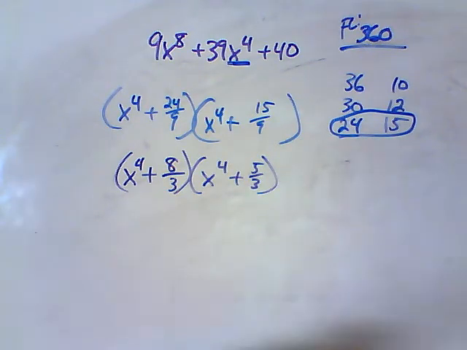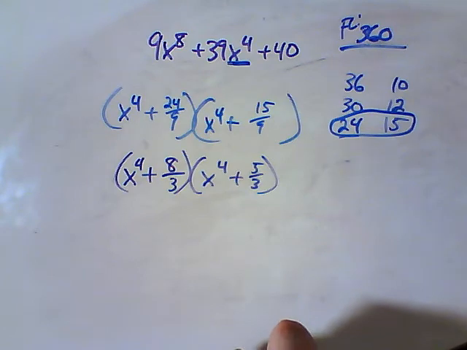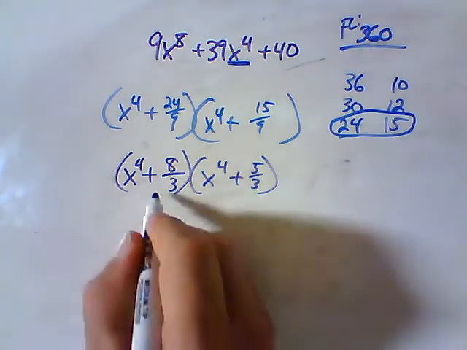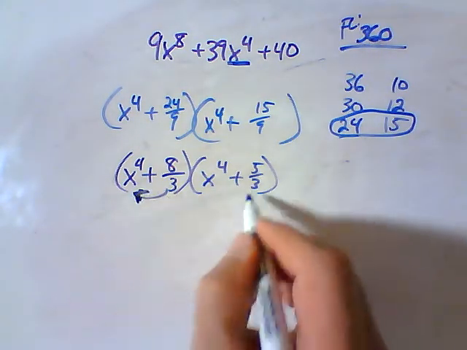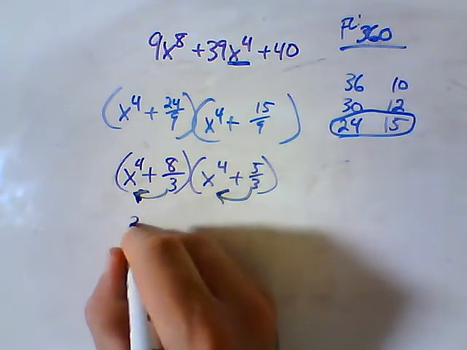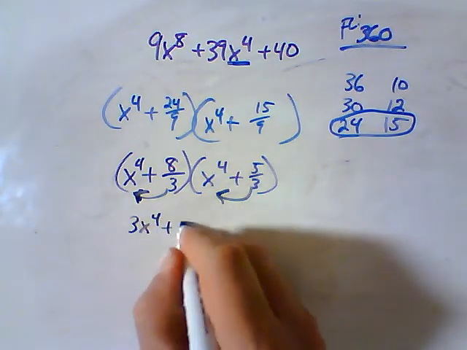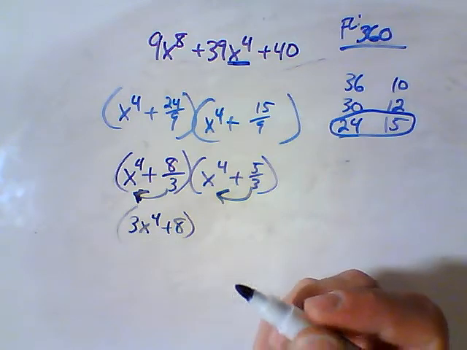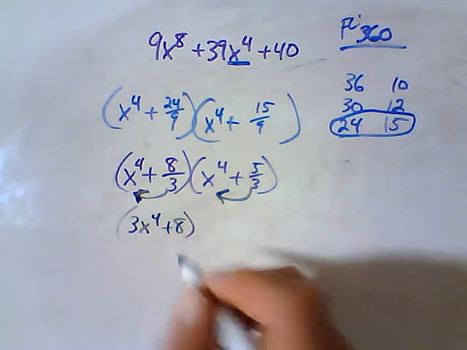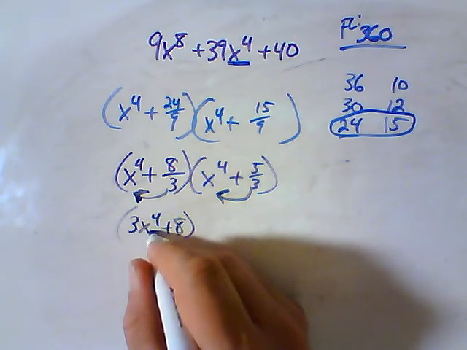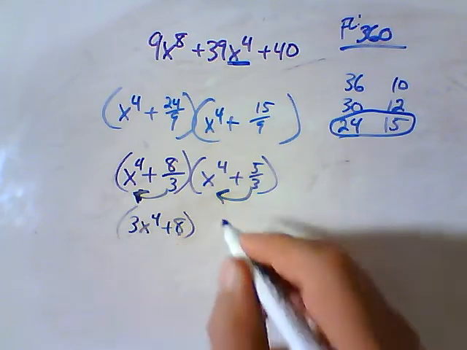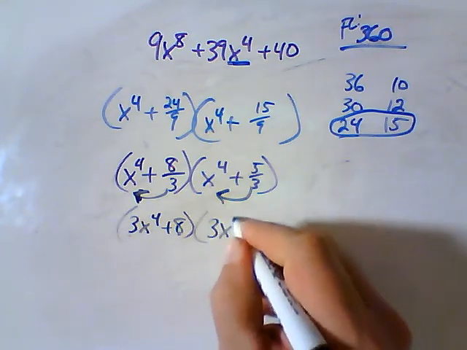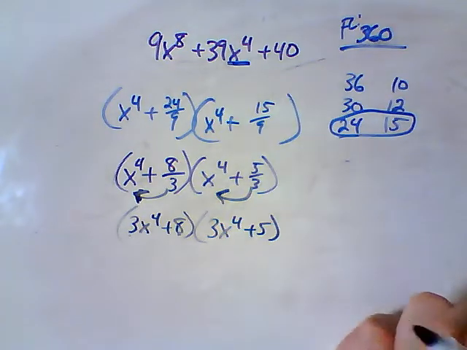I don't know why it's called slide divide. It should be called divide and slide. So now I'm going to slide the 3 up there and have 3x to the 4th plus 8. No perfect squares, no perfect cubes. That's a perfect cube, but that's a perfect square. That's not either, so we're good. And 3x to the 4th plus 5. And now we are done.